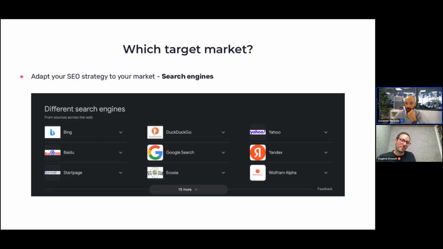Also, we need to talk about search engines because there is not only Google in the world. So, Eugene, do you want to say a word, and I can add things if you want?